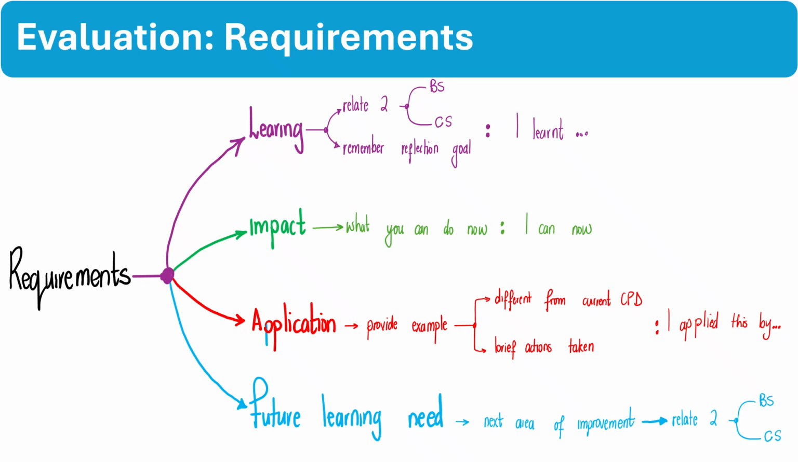So if you're able to clearly state what you've learned, the impact, application, and future learning need, you're going to obtain full marks on your evaluation. So it's important that you are aware of what you are trying to include. Are you stating learning? Are you stating the impact? And then be able to clearly identify that for yourself so that by the time that you submit, you understand exactly what you submitted and you can obtain full marks for this.